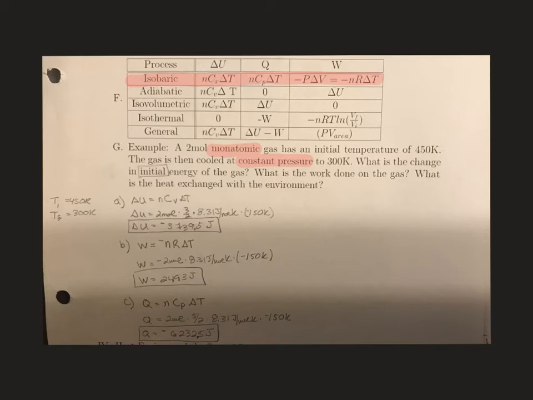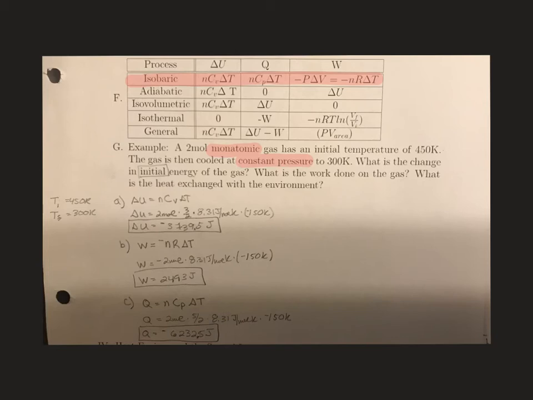In part B, we're asked what the work done on the gas is. Now, for isobaric, we have 2 options. We can use pressure and volume, or we can use temperatures. Since we're not given pressure or volume in the problem, but we are given temperature, our choice is made for us. So we need to use the fact that work is equal to the negative number of moles times the ideal gas constant times the change in temperature. So I plugged in number of moles, ideal gas constant, and the change in temperature. And that gives us the work done on the gas.